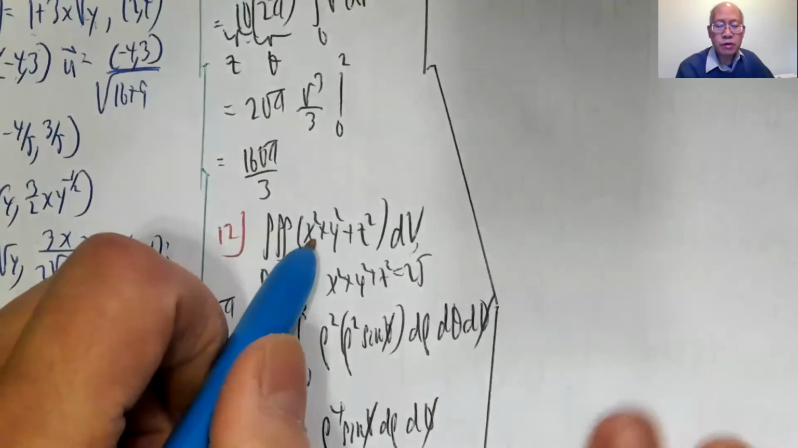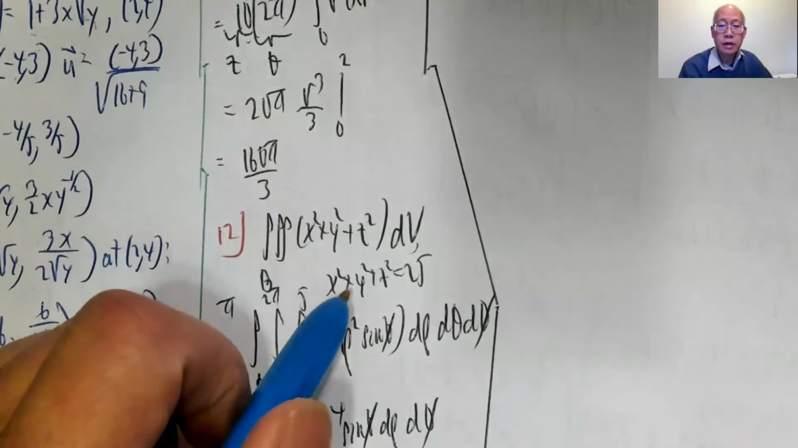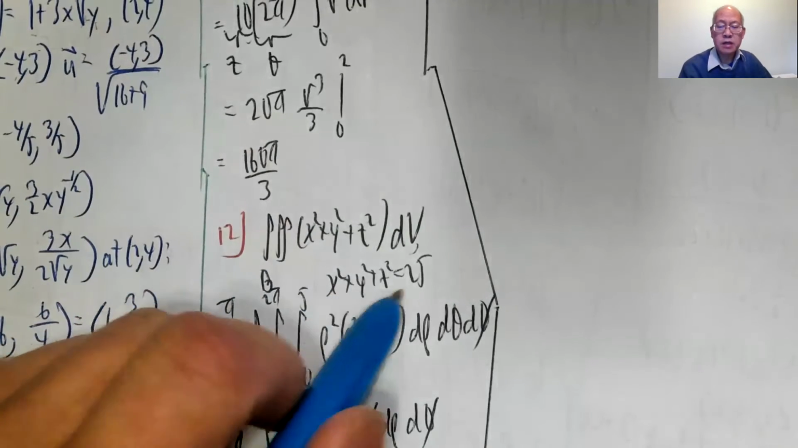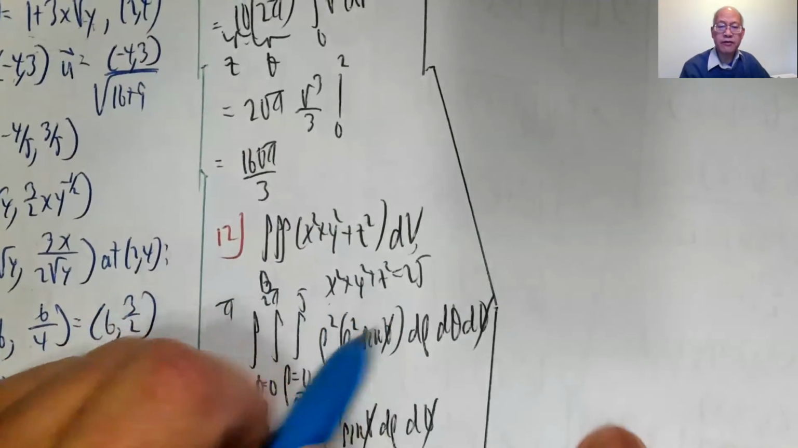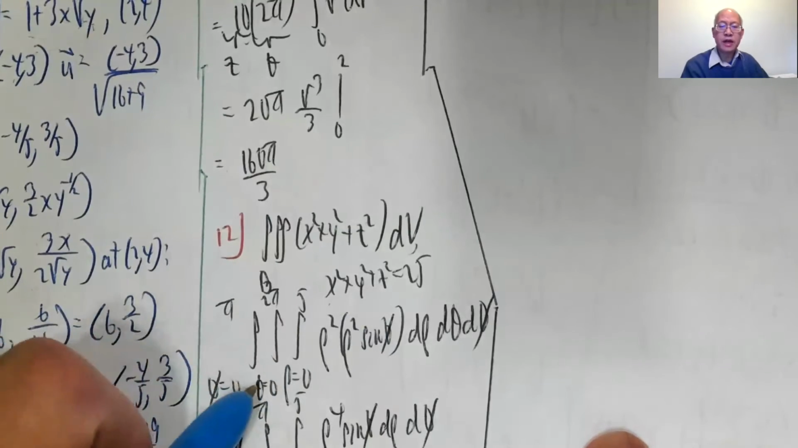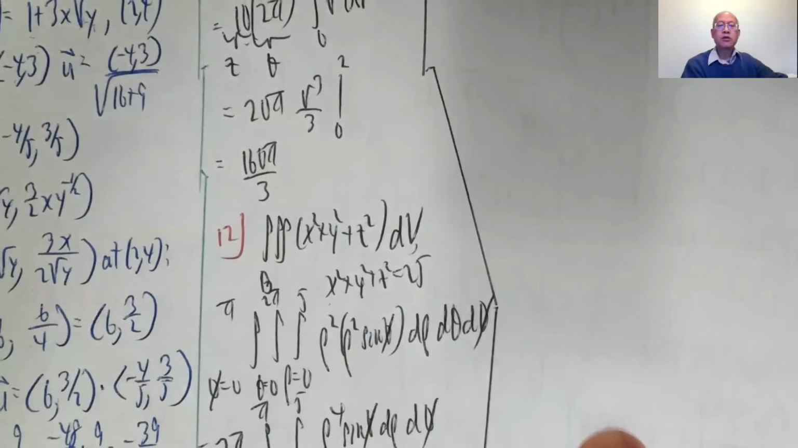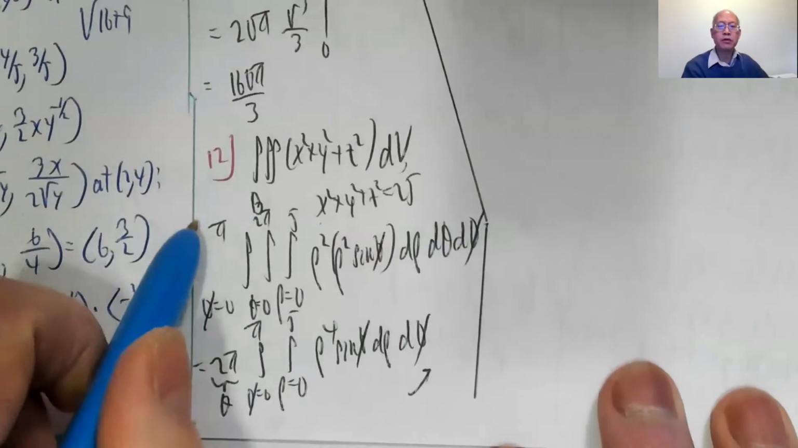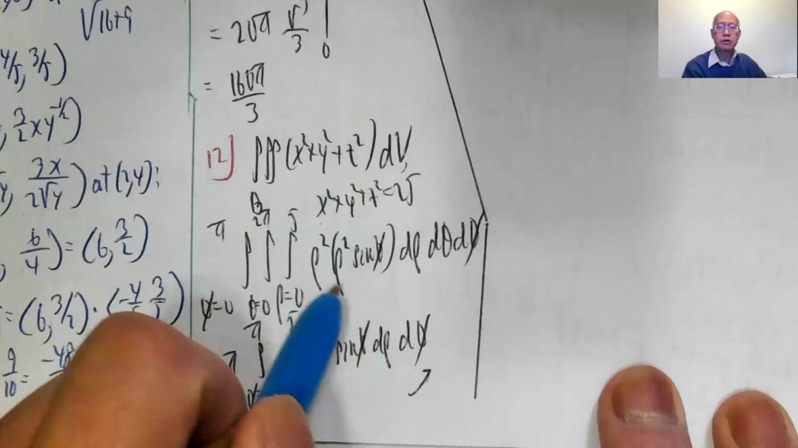12. X squared plus y squared plus z squared is rho squared. This means sphere, center at the origin, radius of 5. So rho is going from 0 to 5. Theta is going from 0 to 2 pi. Phi is only going from 0 to pi. We've talked about that before. Rho squared times rho squared sine phi, d rho d theta d phi.